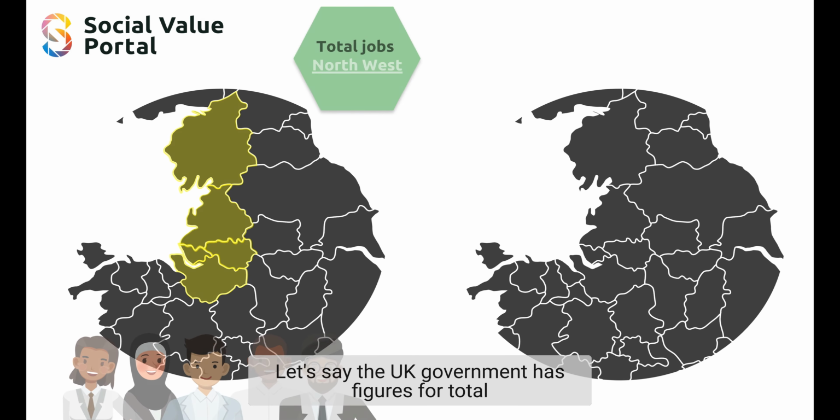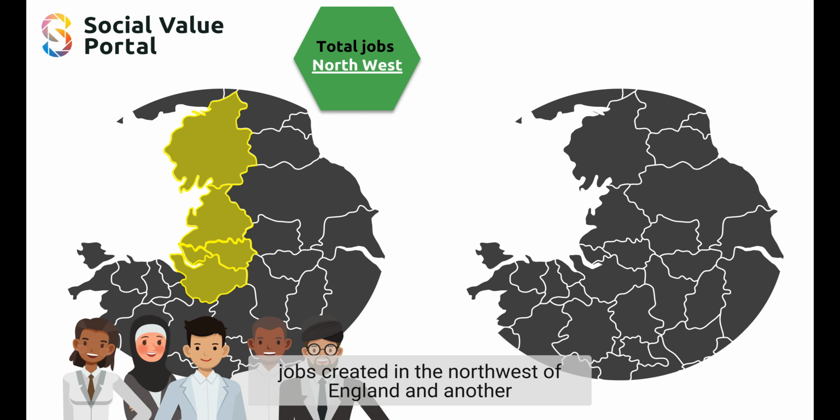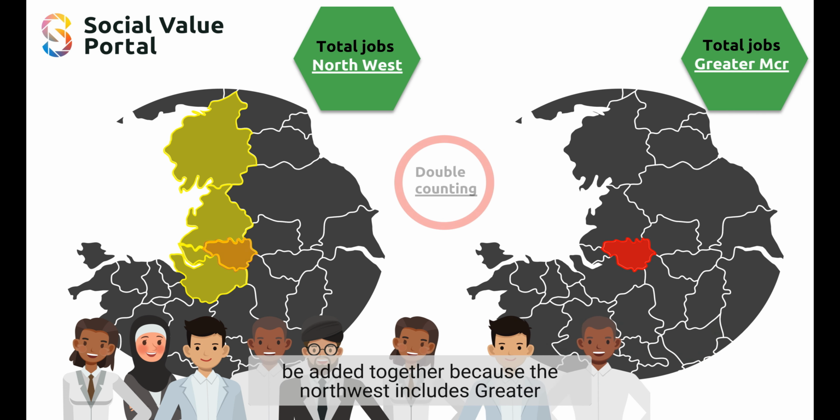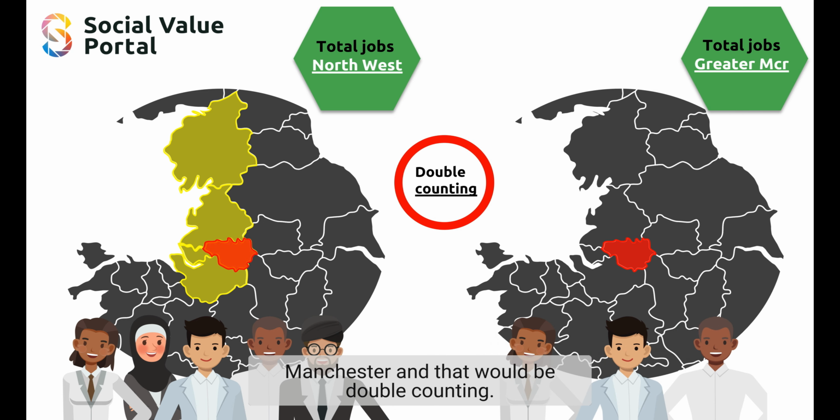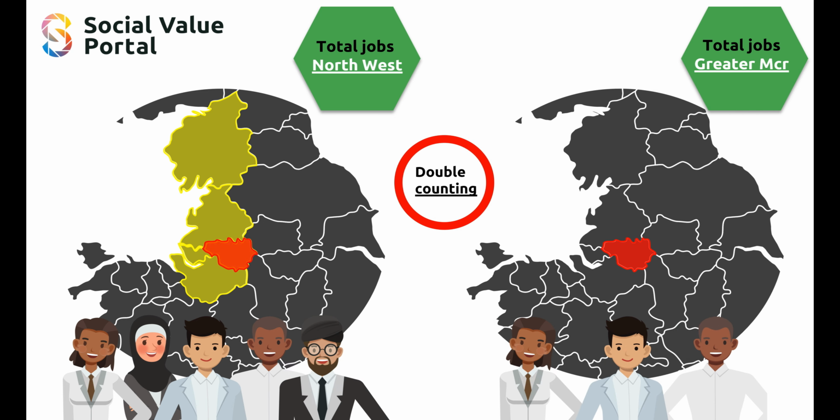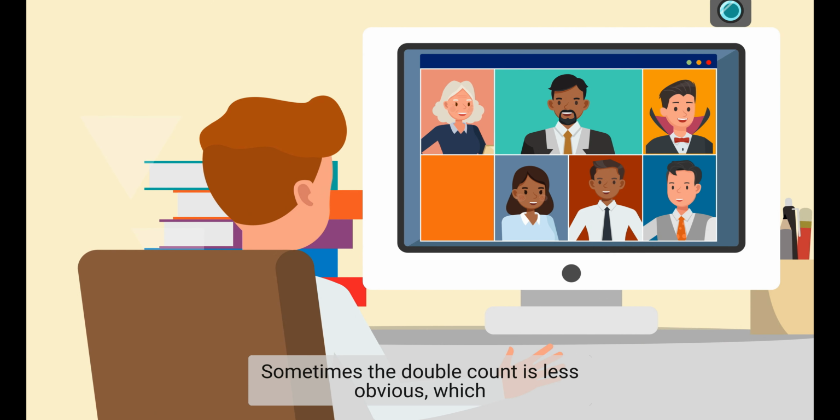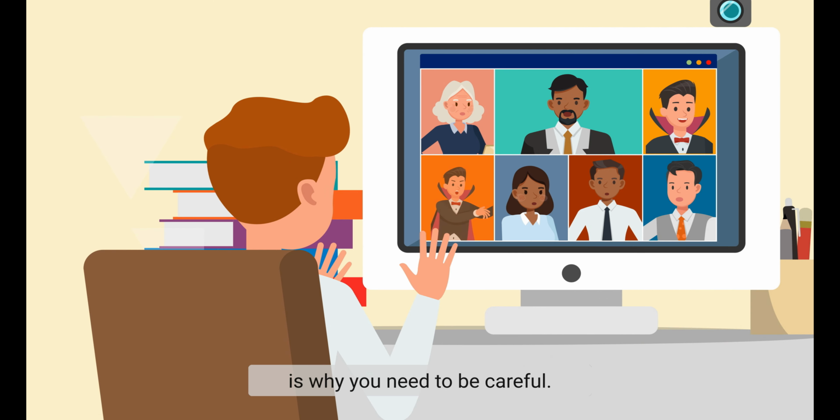Let's say the UK government has figures for total jobs created in the northwest of England and another set of job figures for Greater Manchester. The figures from the two datasets shouldn't be added together because the northwest includes Greater Manchester, and that would be double counting. Sometimes the double count is less obvious, which is why you need to be careful.